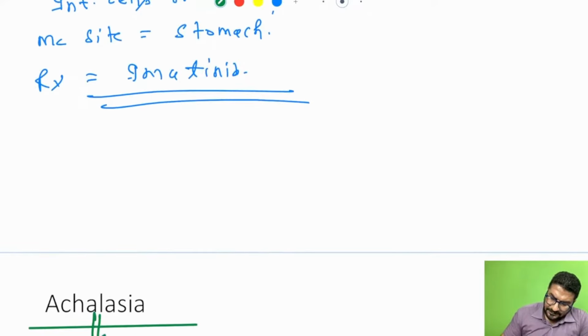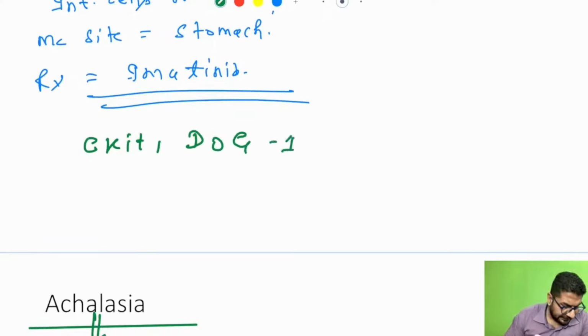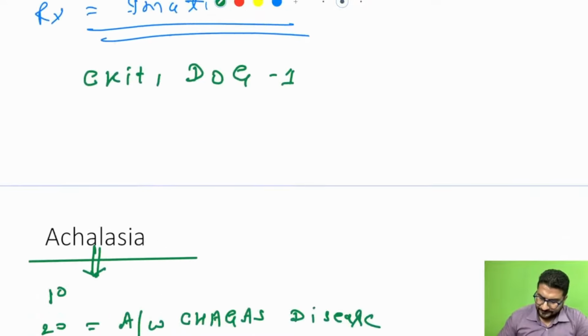Yes, we have c-KIT mutation. Yes, very good. And we have DOG1. Right? Am I clear? These are the markers of GIST.